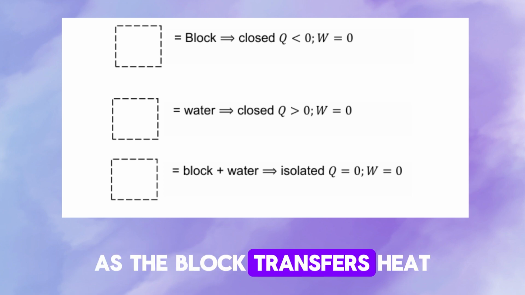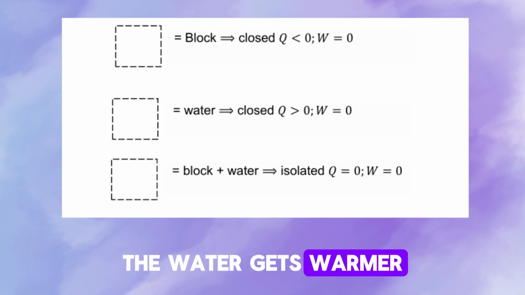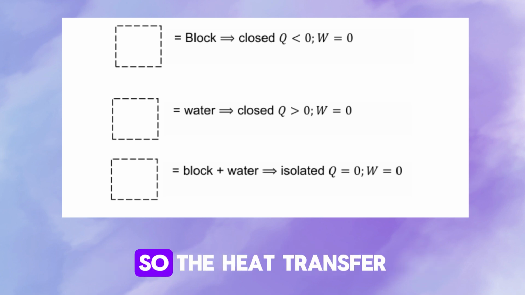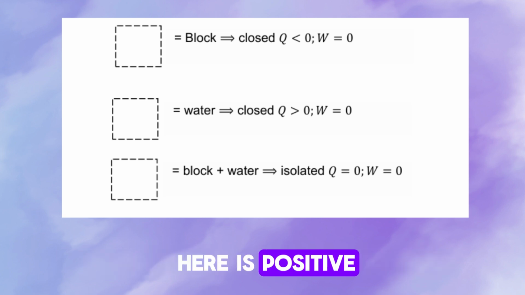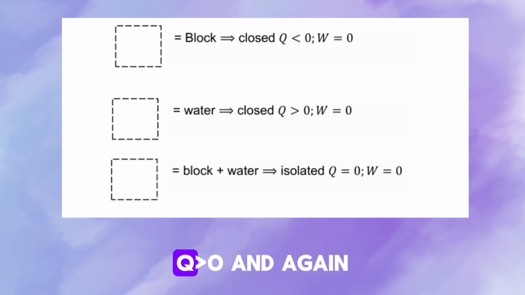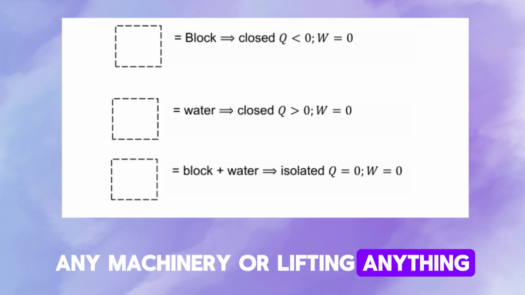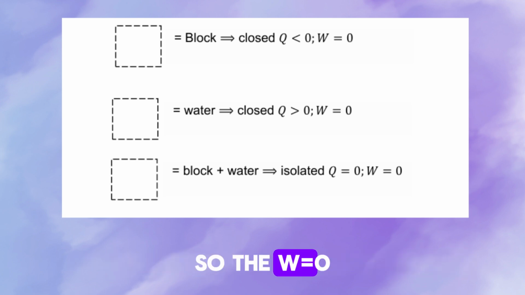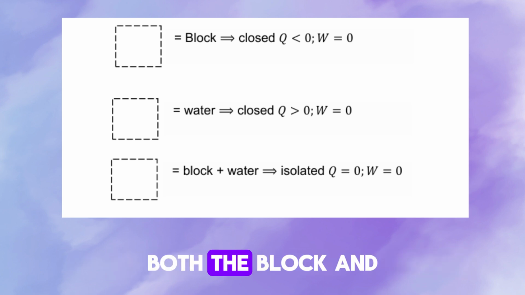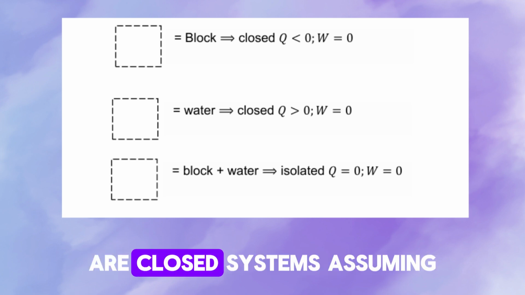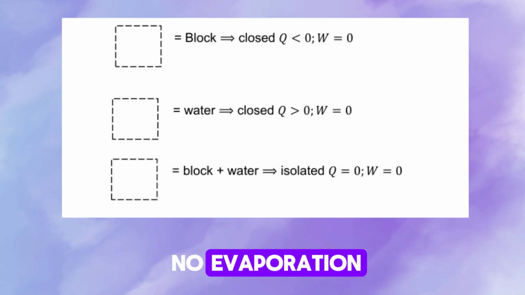As the block transfers heat, the water gets warmer. That means it's gaining energy, so the heat transfer here is positive. Q greater than zero. And again, no work is being done. The water's not moving any machinery or lifting anything. So, W equals zero. Both the block and the water individually are closed systems, assuming no evaporation.